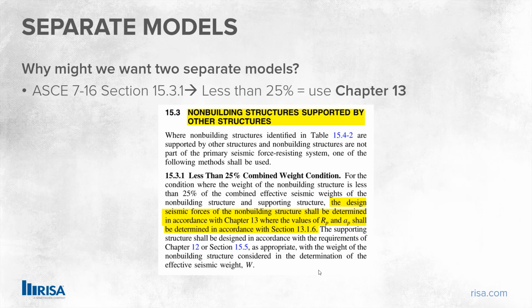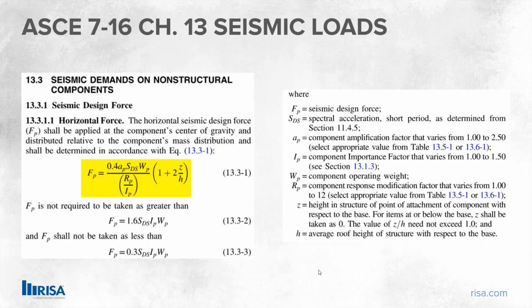If we look at ASCE 7-16, section 15.3.1, for any type of appurtenance or model attached to another, because in our case we're going to imagine that our equipment support is maybe sitting on top of our pipe rack or any large industrial structure, if the weight of that element is less than 25% of the total, as per this highlighted text here, then you can use chapter 13 seismic loads. All in all, those are going to be two separate equations that have different variables. We'll take a quick look at those if you're not familiar.